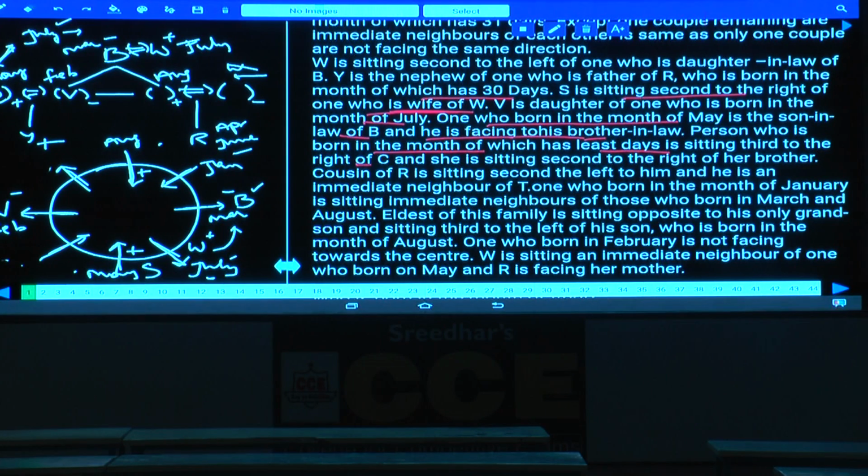Third to the right of C means W and C cannot be in the same place, and C was born in the month of Jan. As C was born in the month of Jan, isn't it? C was born in the month of Jan. As C was born in the month of Jan, tell me where should this C be? C must be here only. Are you following this one or not?